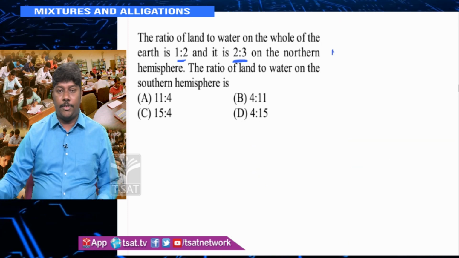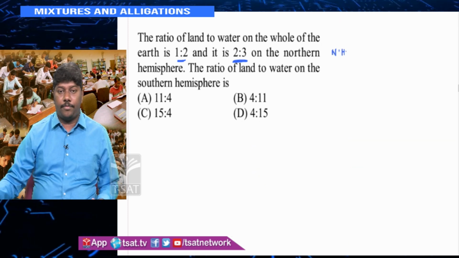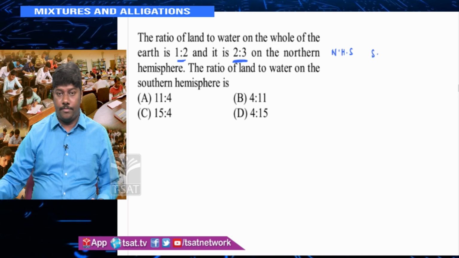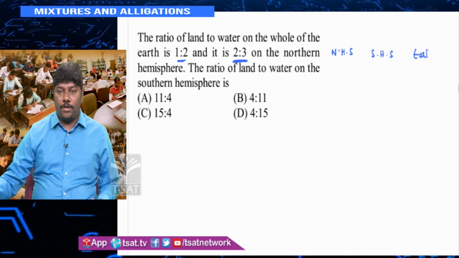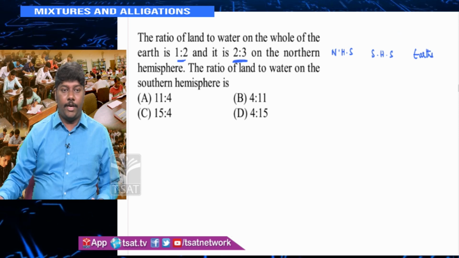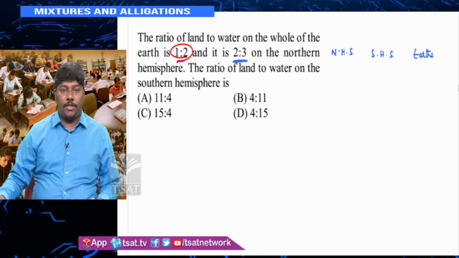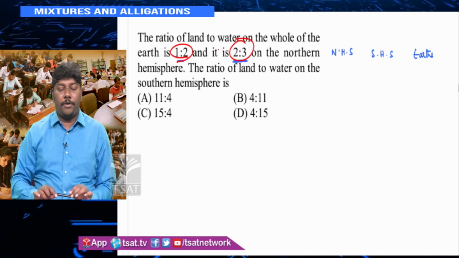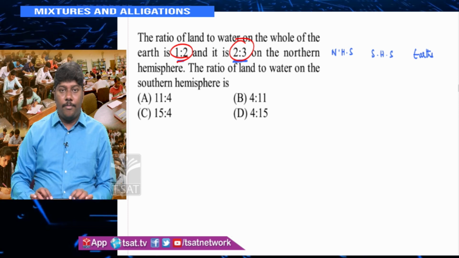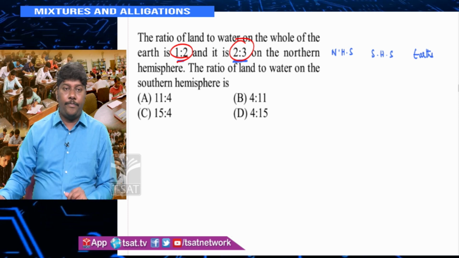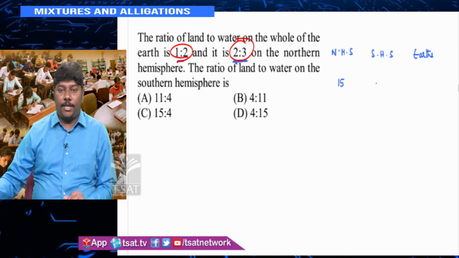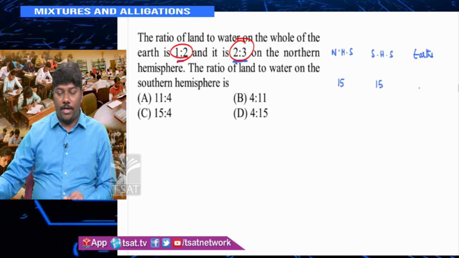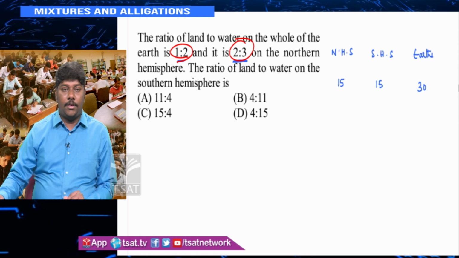I take northern hemisphere, southern hemisphere and the whole earth. Assume values for the ratios. Look at the ratios given: 3 parts, 5 parts. Take any number which is a multiple of 3 and 5. The multiple of 3 and 5 is 15. I am taking there are 15 units of land in the northern hemisphere and southern hemisphere. On the whole of earth it is 30.